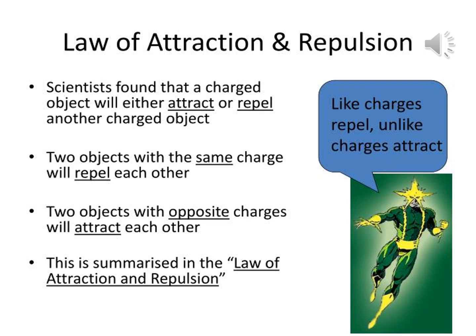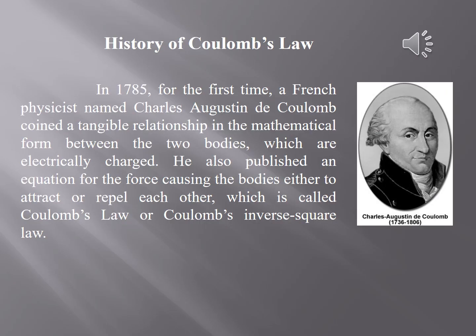Scientists found that a charged object will either attract or repel another charged object. Two objects with the same charges will repel each other, and two objects with opposite charges will attract each other. This is summarized in the law of attraction and repulsion. The unit of charge is the coulomb.